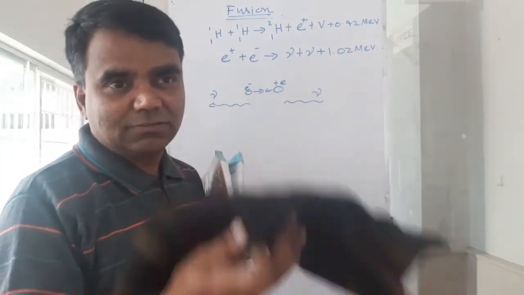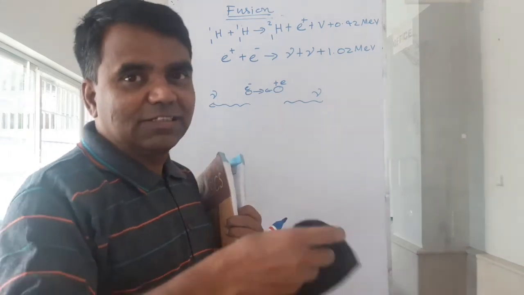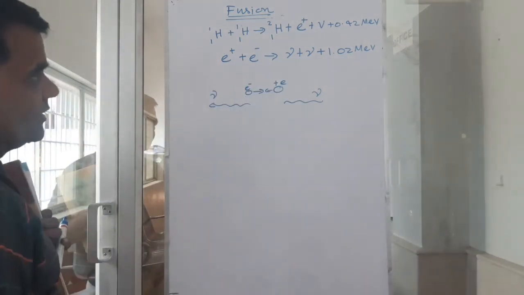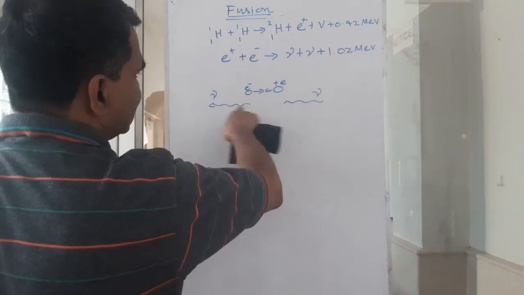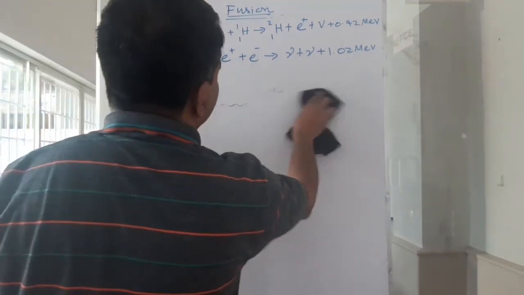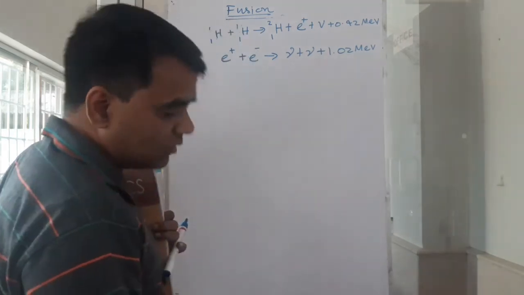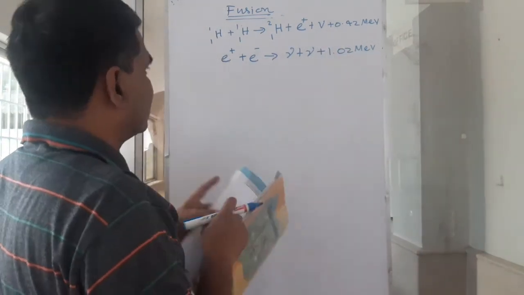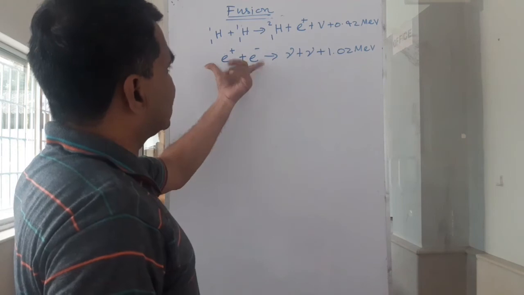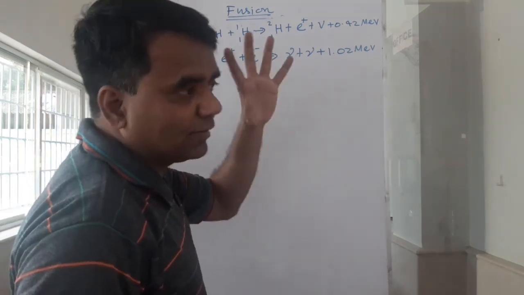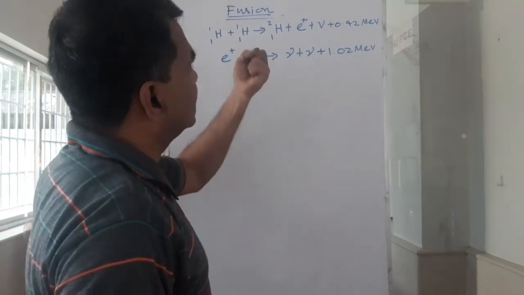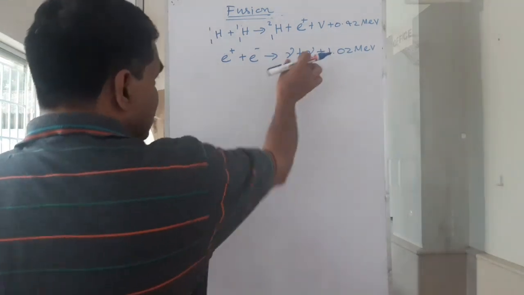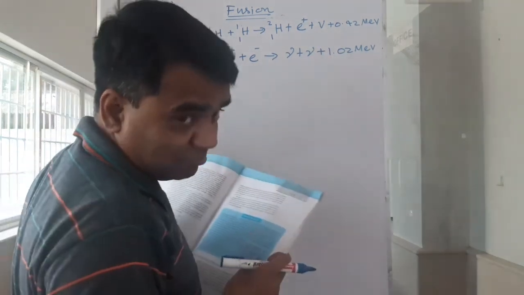You know from your dual nature lesson that there is a momentum to light, gamma ray, any electromagnetic radiation. So this momentum will have to be maintained. That is why there are two gammas here, not just one gamma. Then the energy in the process is 1.02 mega electron volt. Understand this: positron and electron combine, they are a matter antimatter pair, they annihilate each other, they destroy each other, and then they produce energy which goes as gamma rays. That's it. And there are two gammas because of the law of conservation of momentum.